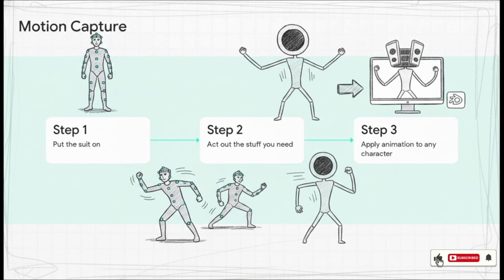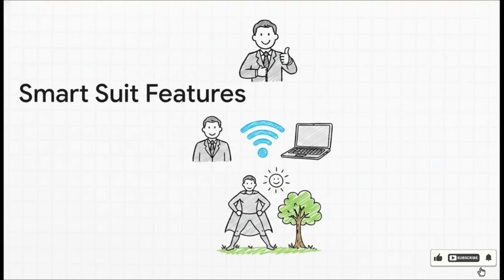The actual process is just shockingly simple. First, you put the suit on. You literally become the monster, physically acting out the movements yourself, walking around, swinging your massive arms, looming over the camera. Then, the software just applies that sweet captured animation directly onto any character, in this case, the Blender model. You are turning your physical performance instantly into digital monster movements, and you're doing it without touching a single keyframe. It's like magic.